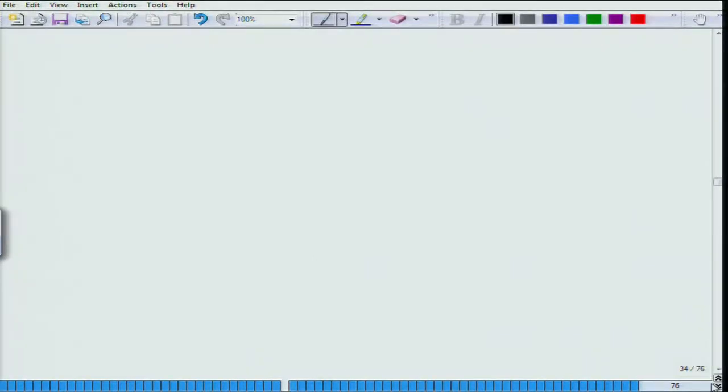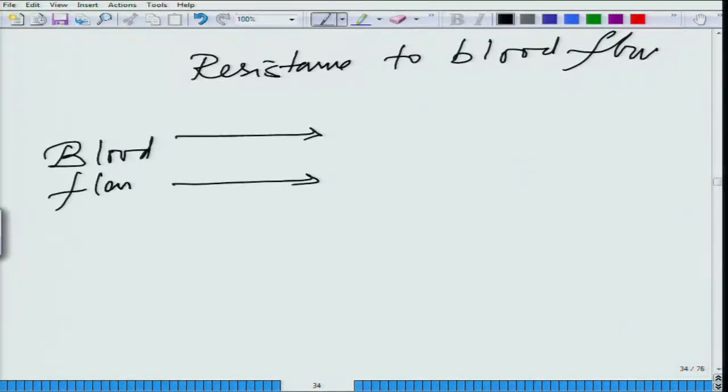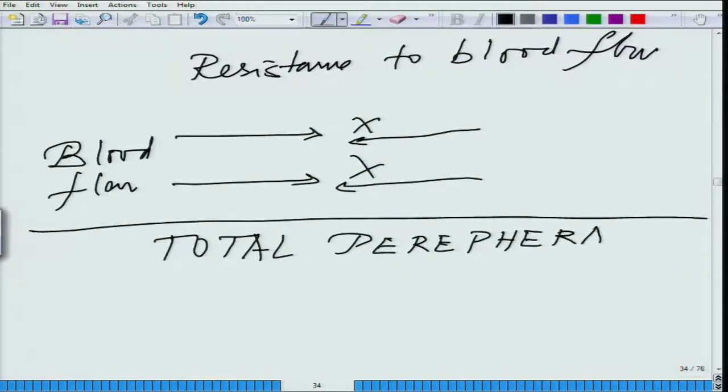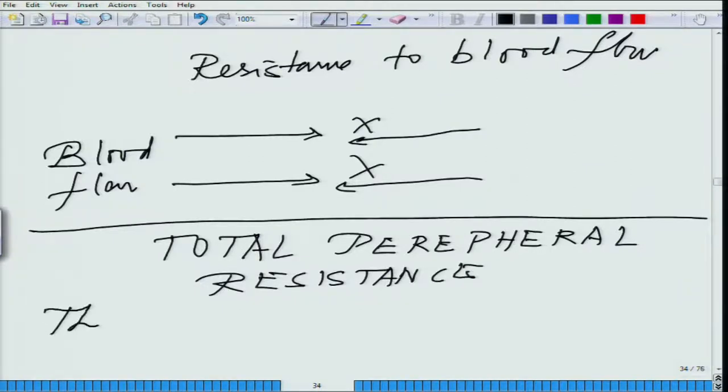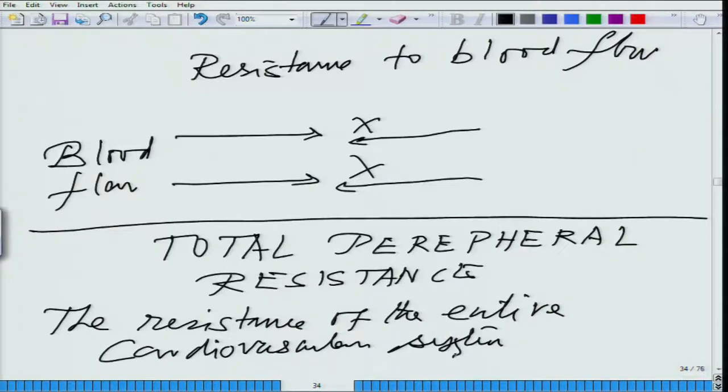Then we move on to what is basically resistance in terms of blood flow. Anything opposing the blood flow is called resistance to the blood flow. And we talk about the total peripheral resistance. Total peripheral resistance is the resistance of the entire cardiovascular system. The resistance of the entire cardiovascular system is called the total peripheral resistance.